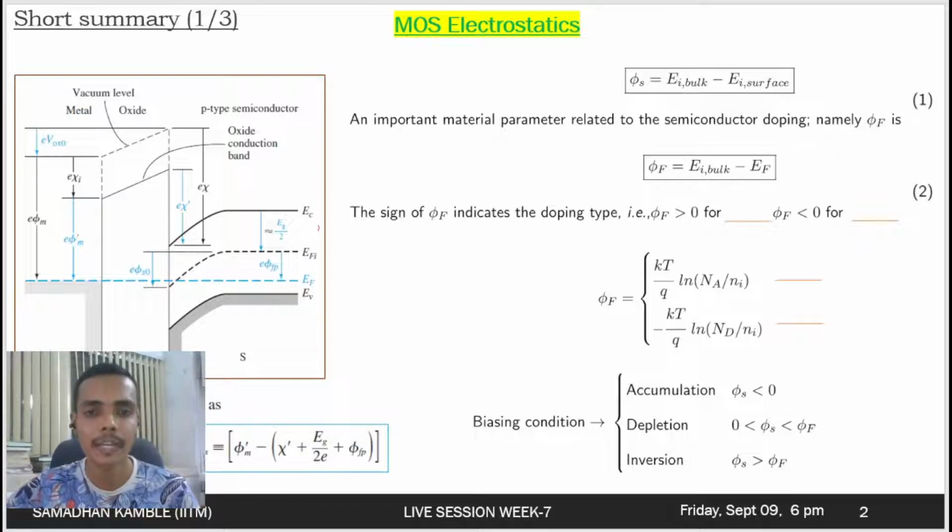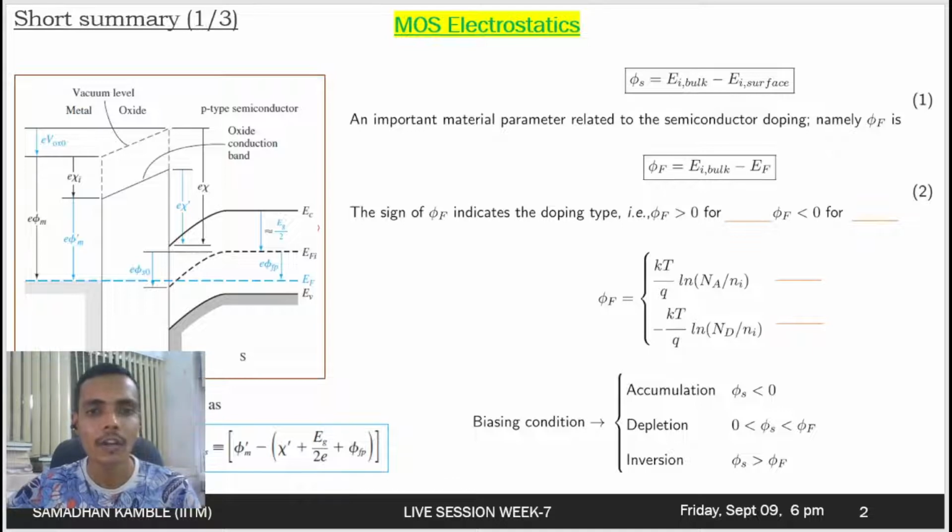Similarly, chi prime is the modified electron affinity. The voltage V oxide 0 is the potential drop across the oxide for zero applied gate voltage. You would argue that when we don't apply voltage, how can there be a potential drop? But the voltage V ox 0 is not necessarily 0 because of the difference between phi m and chi. Also, the potential phi s naught is shown here, which is the surface potential for this case.